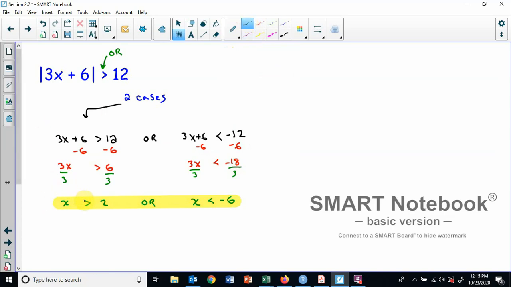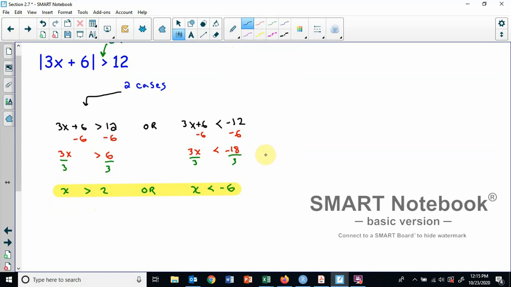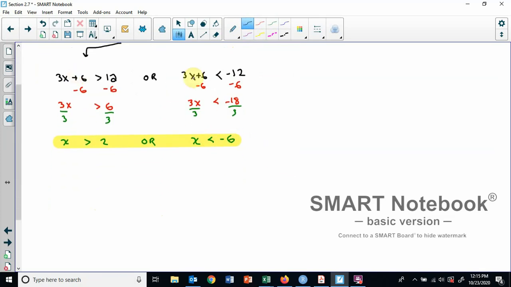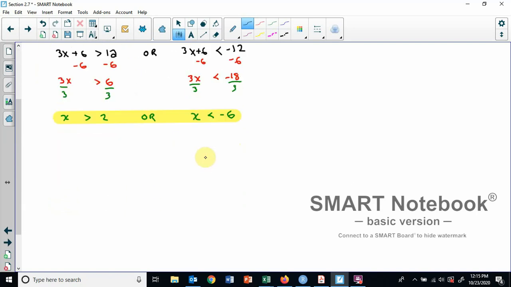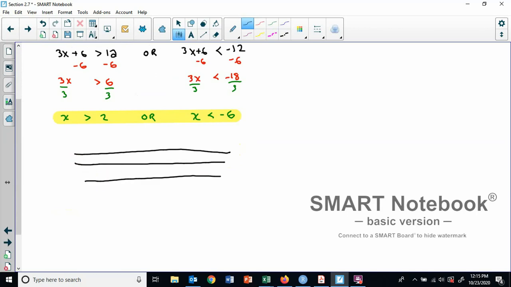I have x is greater than 2 or x is less than negative 6. Well, this is just a three-line method. The inequality, oh, that looks bad. I never drew the other side over for the other case. Got two inequalities and an or. I got the numbers 2 and negative 6, so I need to put those on my tick marks. I need to put the smaller number on the left, the bigger number on the right.